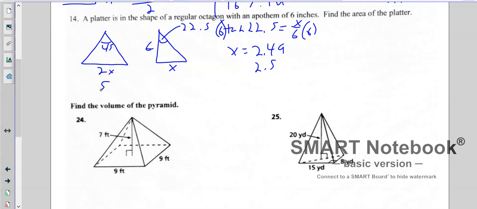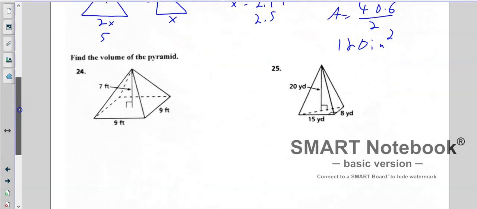Okay, so 8 times 5 is 40. So there's our perimeter. We already have our apothem. So 40 times 6 divided by 2. So the area is 120 square inches. Now, if you did 2.49 you would get slightly smaller, like 119 point something, but I just rounded, made it easy math. Okay, your choice. Moving on.